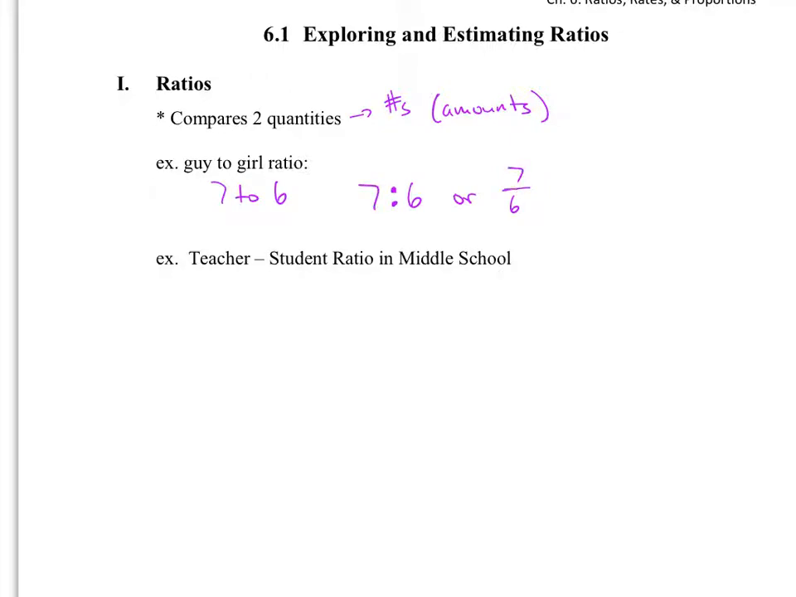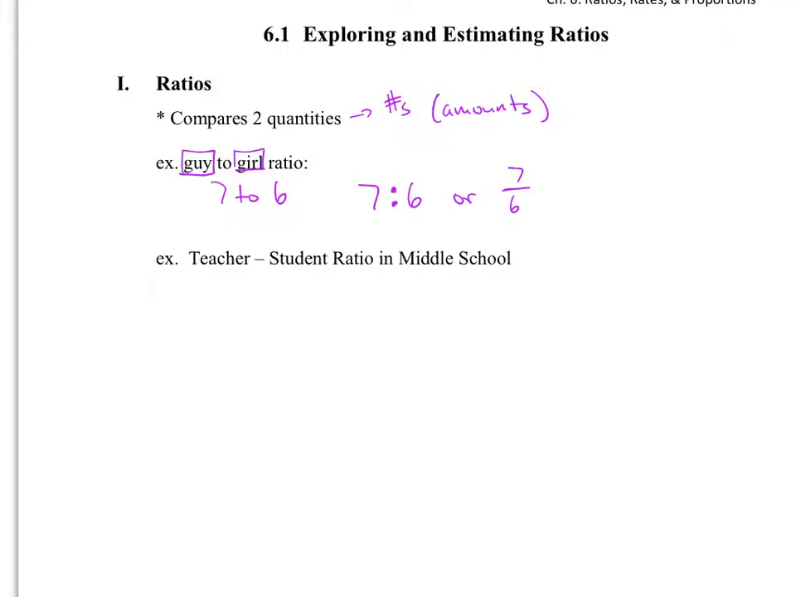Do I do the bigger number first? No, you always do. If you notice here, this says guy to girl ratio. So the guy comes first, girl comes second. If it said girl to guy, you'd write it the other way. So you always have to figure out what do the words say. That's the order you're going to use.